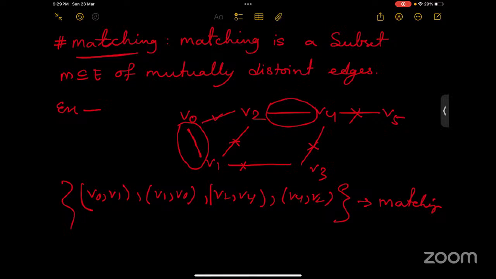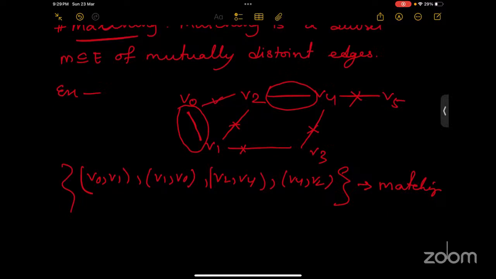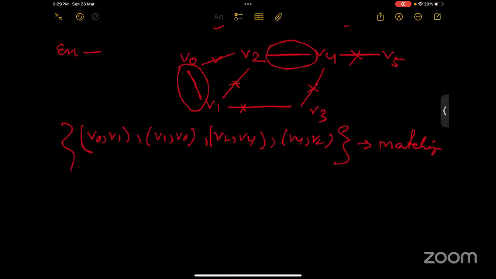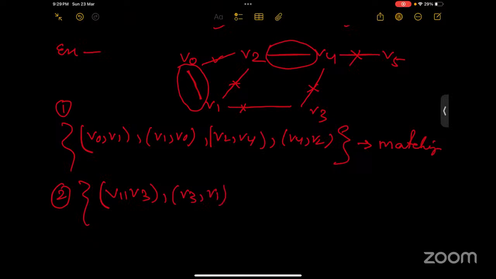Can you derive some other example of matching from this graph? This is one example. We can pull out V1, V3. If you pull out V1, then V3, V1 will be there, and that is what we are taking. So we have to exclude this; V0, V2, V4 we cannot include.